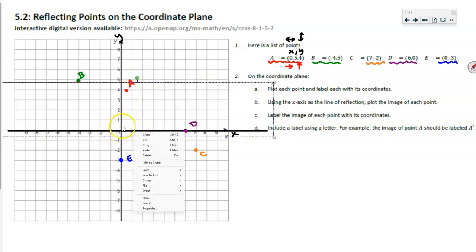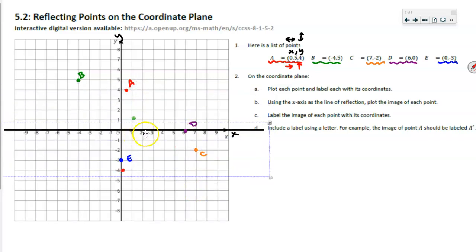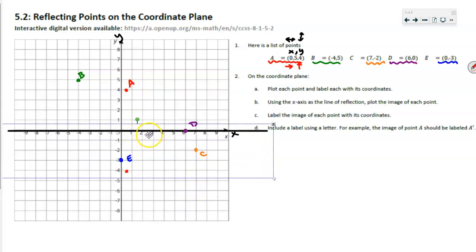When I do this with my tracing paper, I first have to make sure that I trace not just the point, but also the line. Then I would have to flip my tracing paper and realign that line back into place. It would look something like this, where A has now flipped over that line, and this is now going to be A prime.